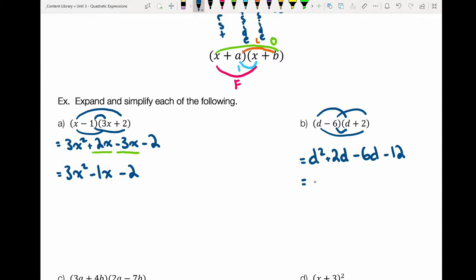From there, now, I'm going to simplify my like terms. I can see that I do have two like terms, the terms with d. So positive 2d minus 6d, or positive 2 minus 6, is minus 4d minus 12. And there we have our simplified expression.